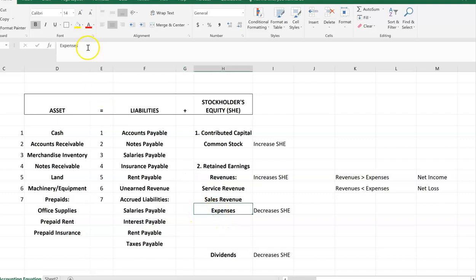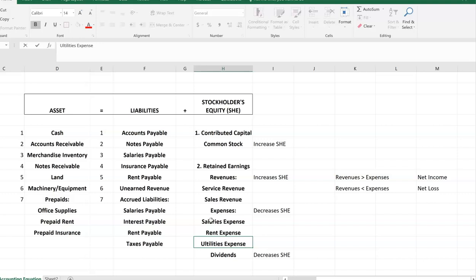Expenses also have specific accounts. So everything we do, money we spend in business is an expense, or money that we incur. The appropriate word is truly incur. So salaries expense is an account. Rent expense is an account. Utilities expense is an account. Okay, those are all accounts.